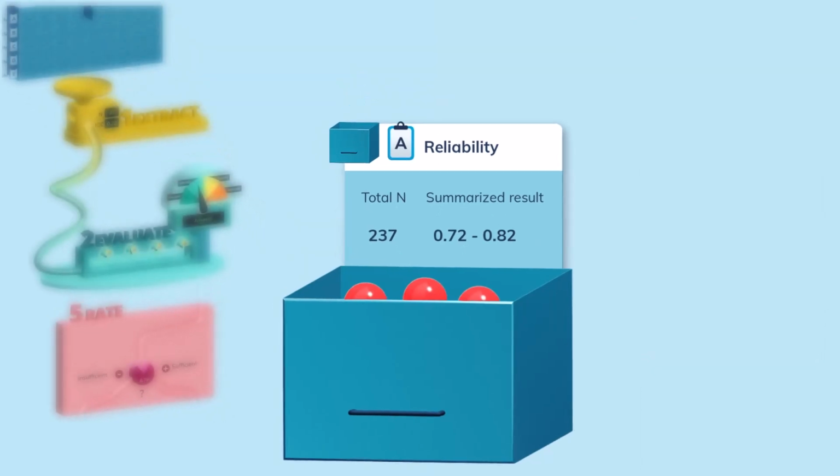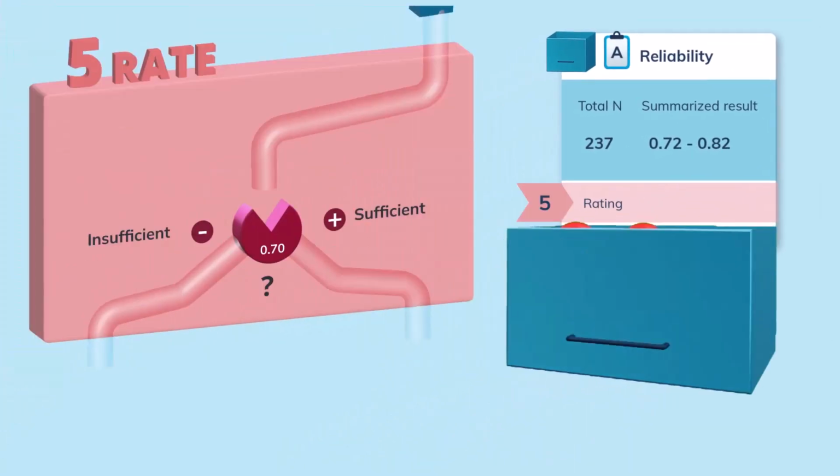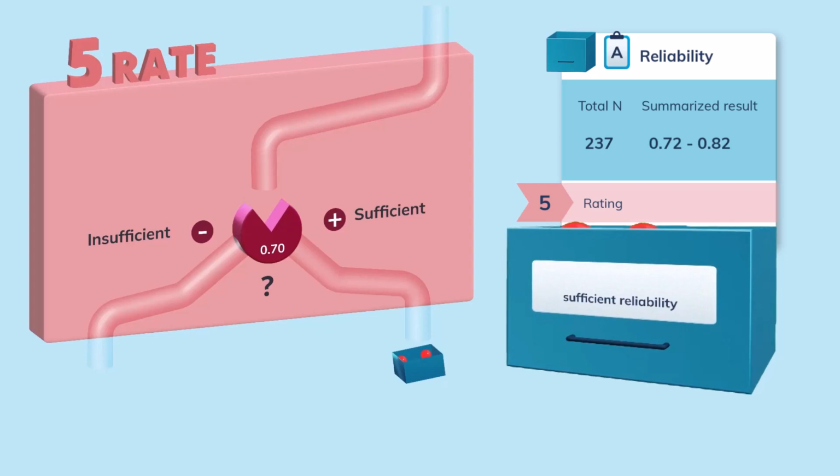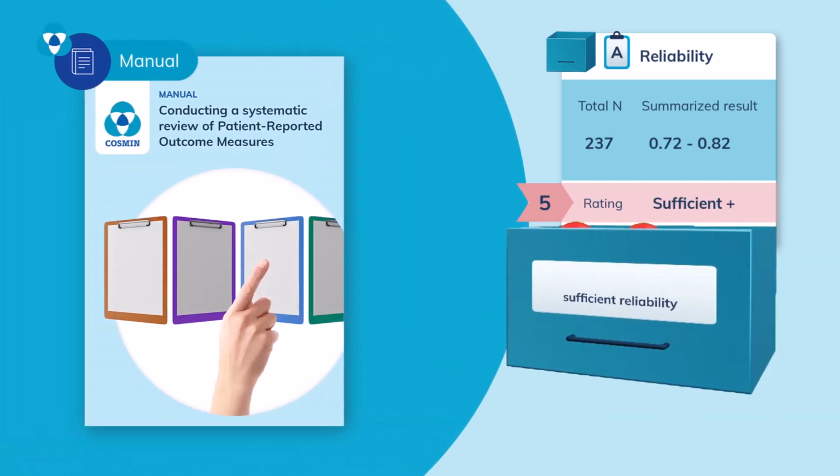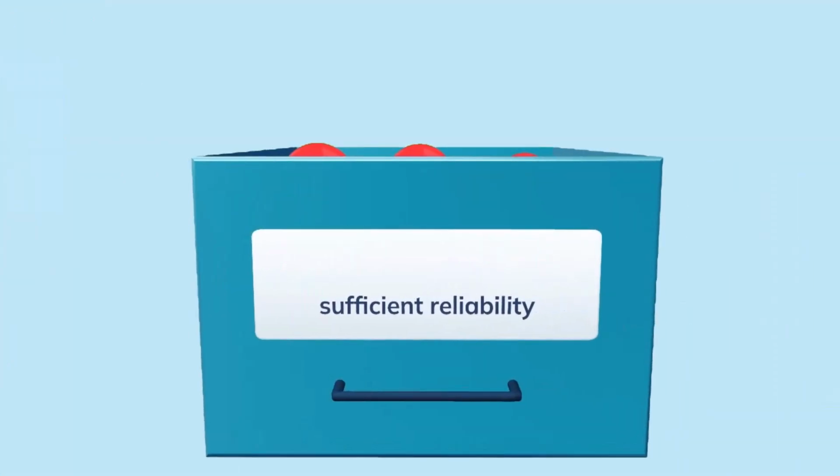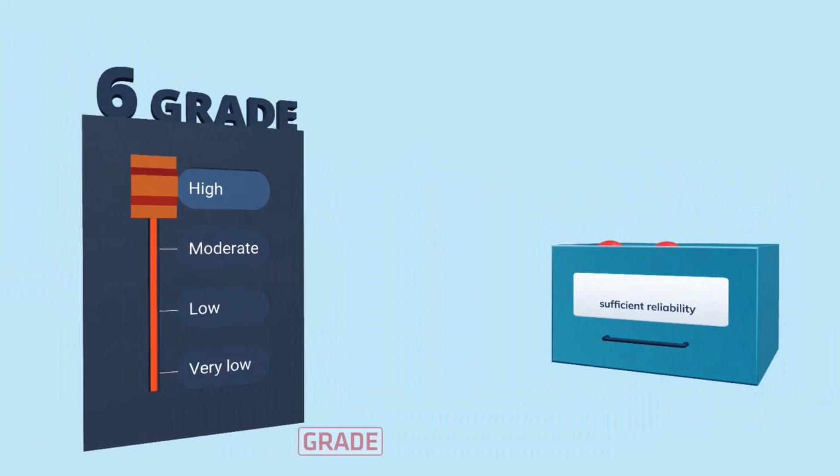In the 5th station, you rate the summarized result with the same criteria for good measurement properties. Our summarized result for reliability of prom A is sufficient and gets a plus. If you have inconsistent results, see the manual. In the 6th station, we decide how confident we are about that conclusion.